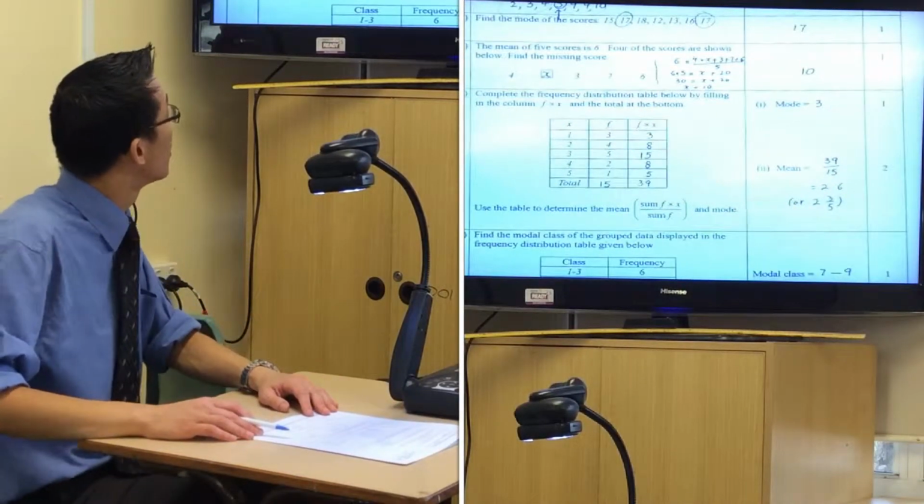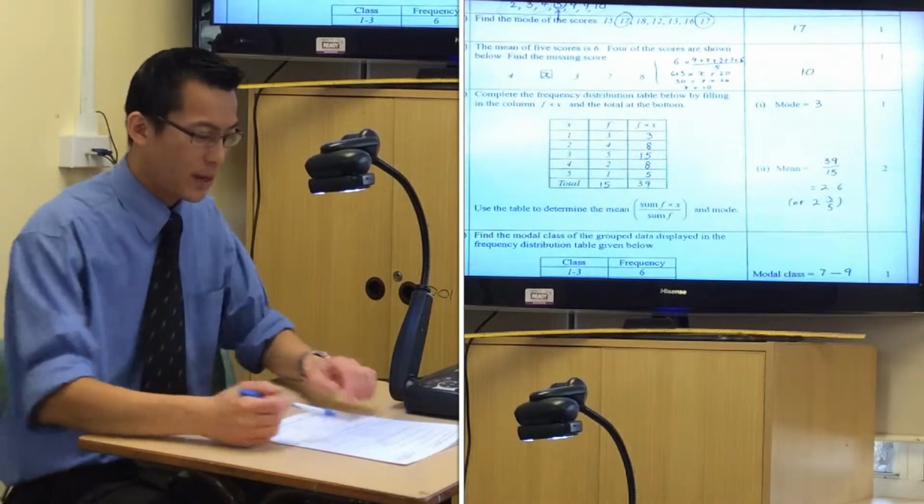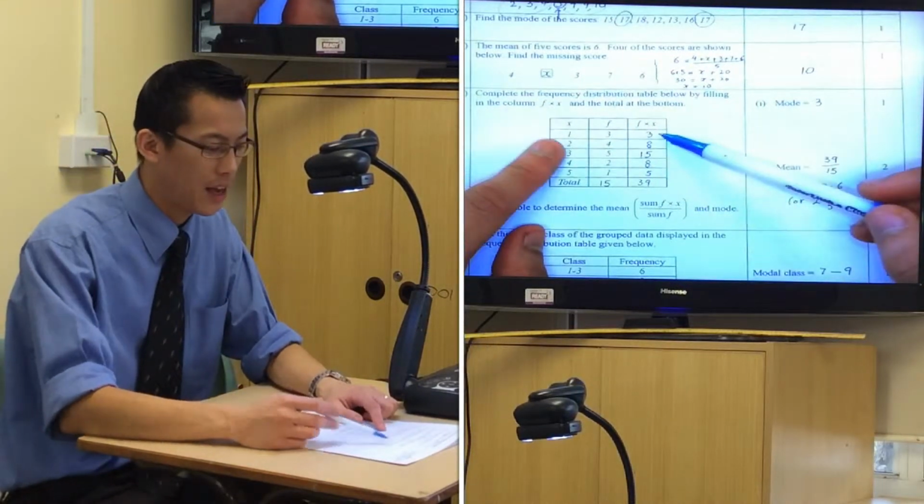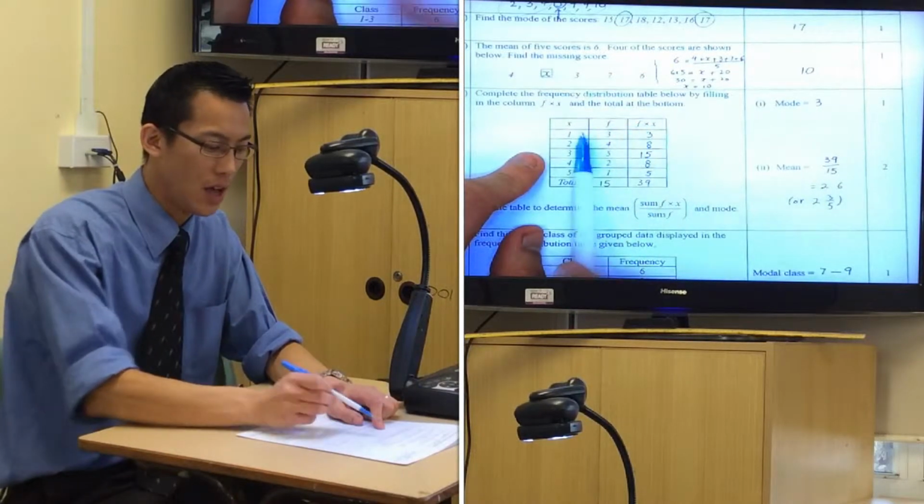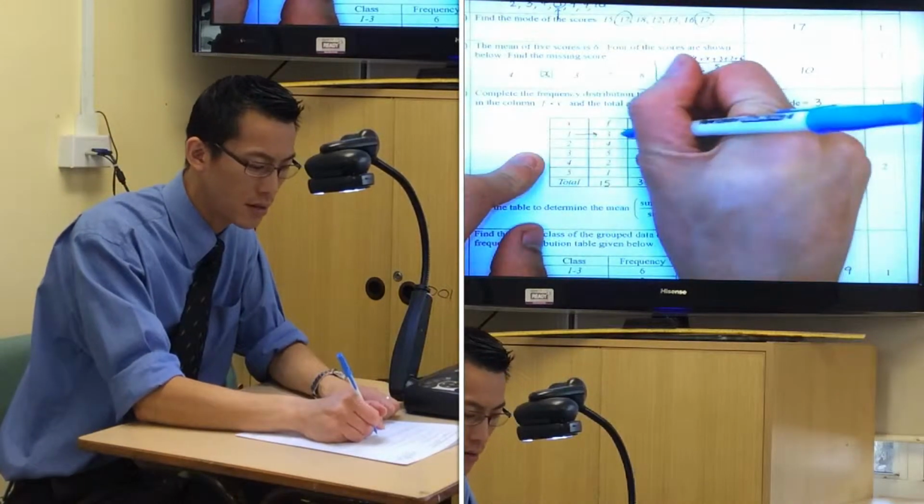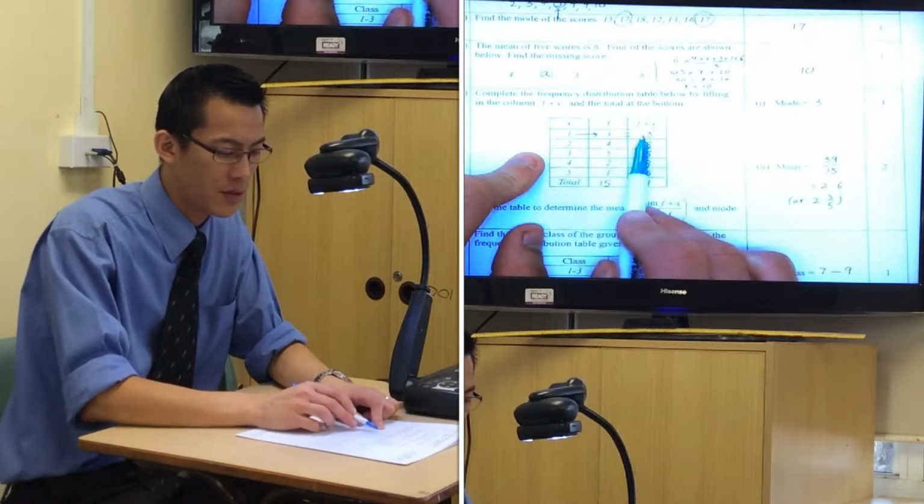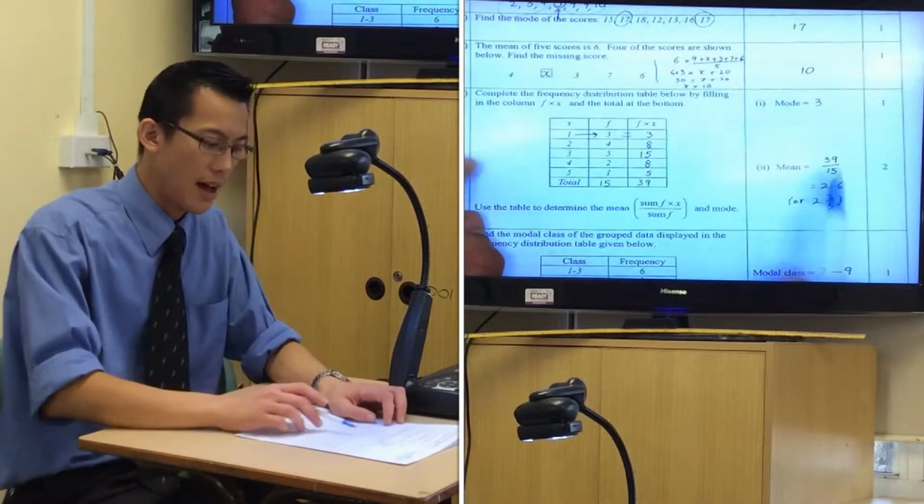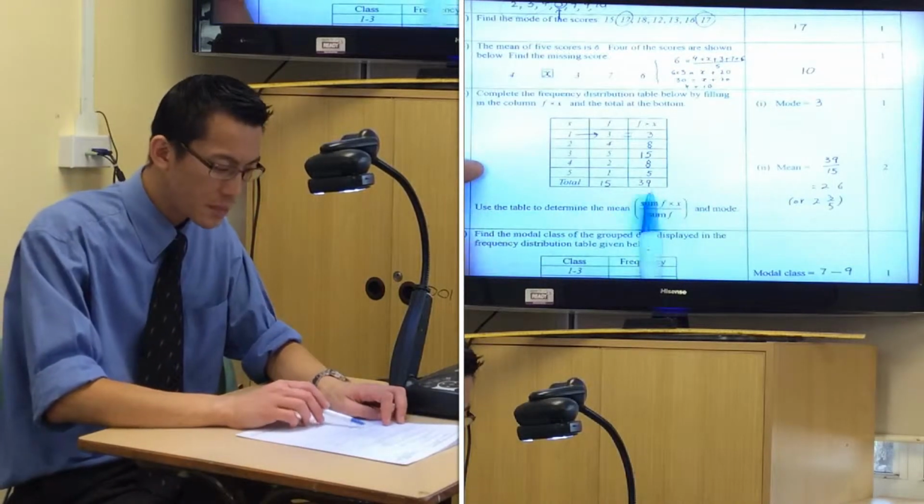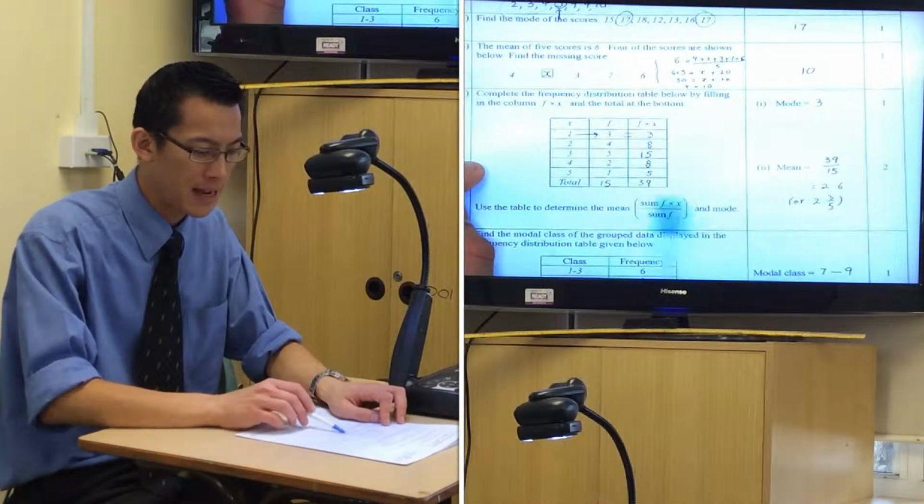Okay, you got a table here. We did these tables quite a lot, so hopefully you did okay working out that f times x, frequency times the score. You just had to multiply across. So 1 times 3 equals 3, 2 times 4 equals 8, 3 times 5 equals 15, and so on. Then you had to add these up. Use the table to determine the mean and mode.